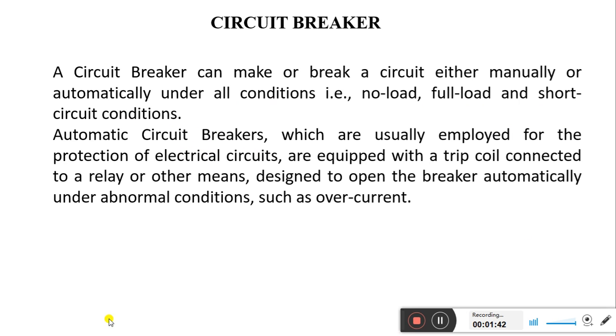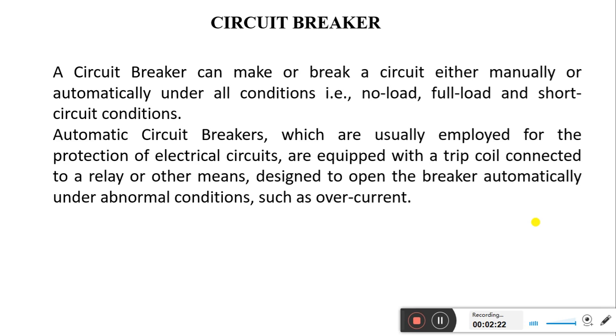Now automatic circuit breakers, which are usually employed for the protection of electrical circuits, are equipped with a trip coil connected to a relay or other means and designed to open the breaker automatically under abnormal conditions such as overcurrent. What are the abnormal conditions? Abnormal conditions may be short circuit current, overcurrent, overload, or any fault that happens in the power system network. And the trip coil.